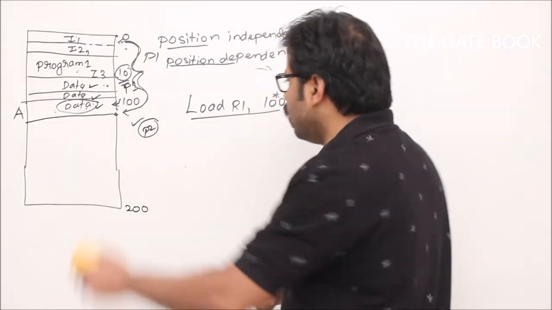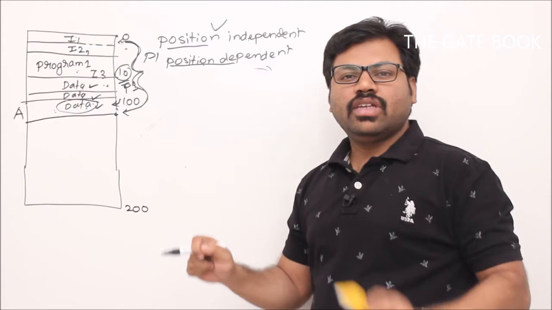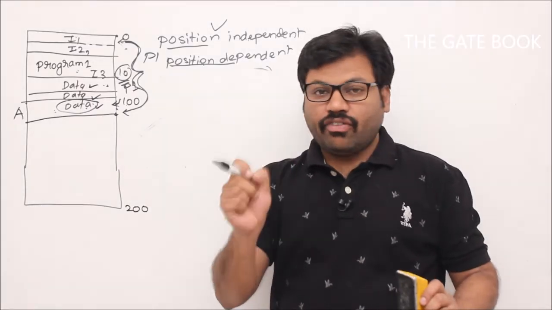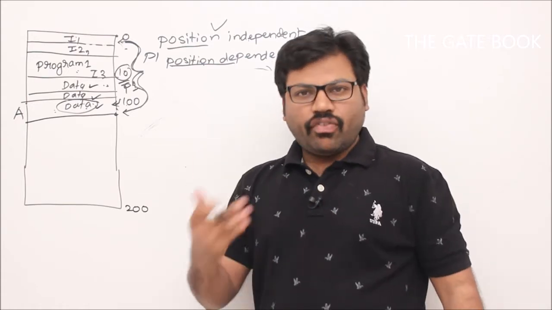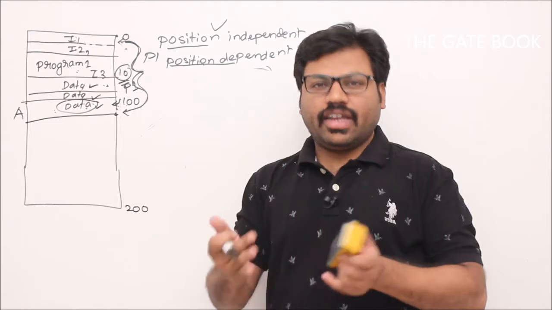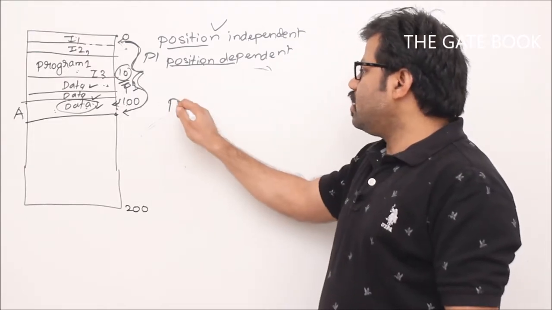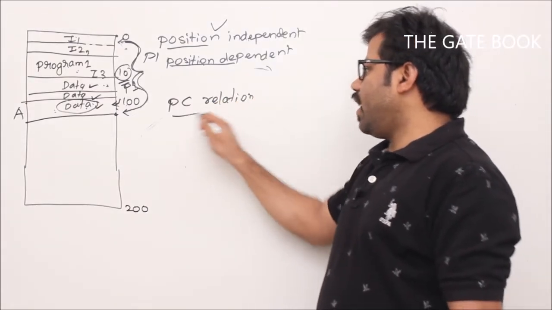At that time there was a necessity of writing position independent code. That means somehow you have to write code in such a way that you should not refer to any memory address directly. We should always refer to data indirectly. When you do that, what happens? For example, let's say you write PC relative data, everything PC relative. That means your instruction will be like this.